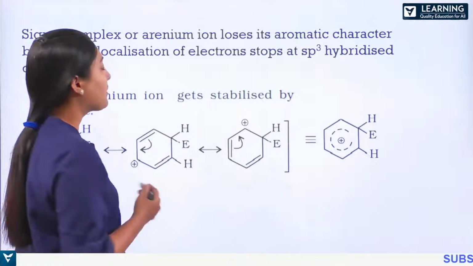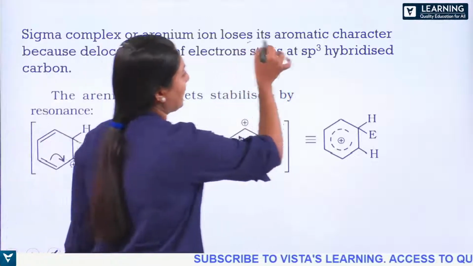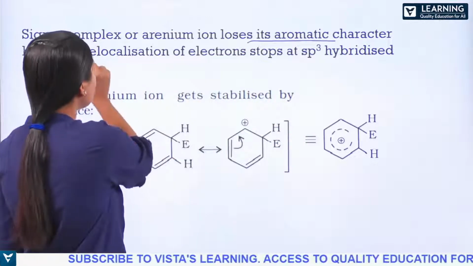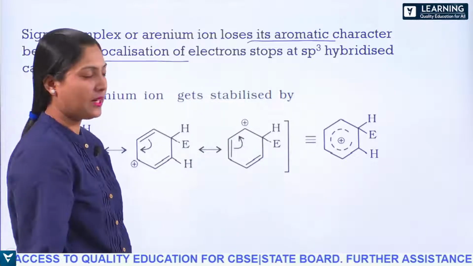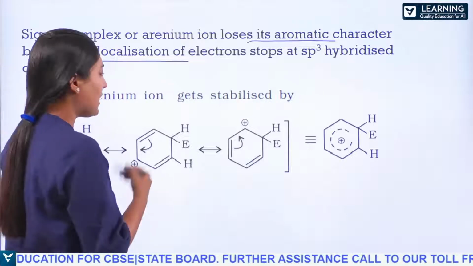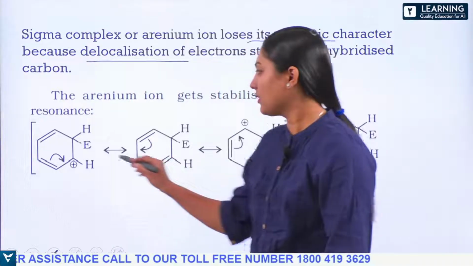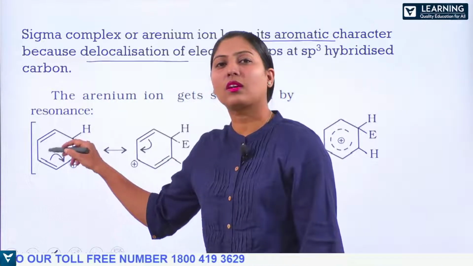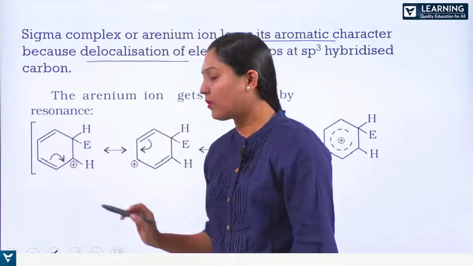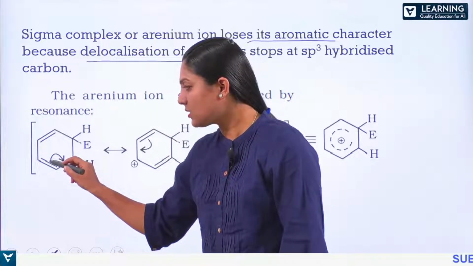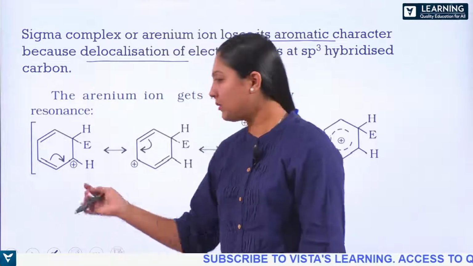Next, the sigma complex or Arenium ion loses its characteristic property because delocalization of electrons will stop at the sp3 hybrid carbon atom. Because if you see this, again the delocalization of electrons takes place because we have the property of benzene to delocalize these electrons. The pi electrons will be shifting, right? So when this is being formed, positive charge is formed here.